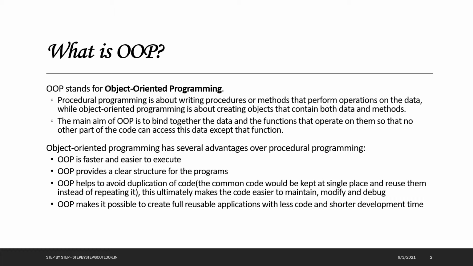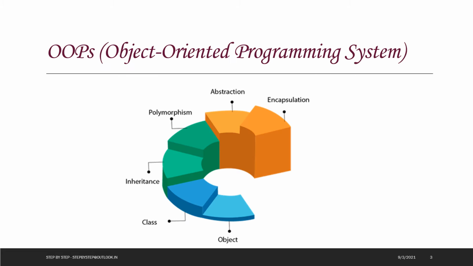OOP is faster and easier to execute. Then OOP provides a clear structure for the program. Then OOP helps to avoid duplication of code, because the common code is kept at a single place and we can easily reuse it instead of repeating it. This ultimately makes the code easier to maintain, modify and debug. OOPS also makes it possible to create fully reusable applications with less code and shorter development time. So these are some of the advantages of OOPS over procedural programming.